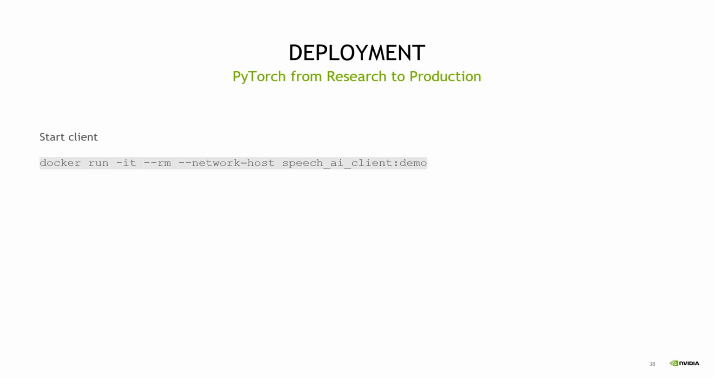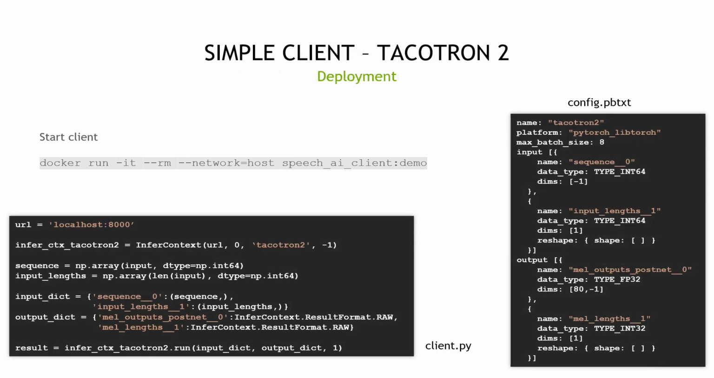To start the client, we just run our client container, and here we have an example configuration on the right. This is for Tacotron 2, and you can see here that the platform is PyTorch libtorch, so this is a backend for TorchScript models. We have set the maximum batch size to 8, and for the inputs and outputs, we specify the names and the type of the input and output, and also the dimensions.